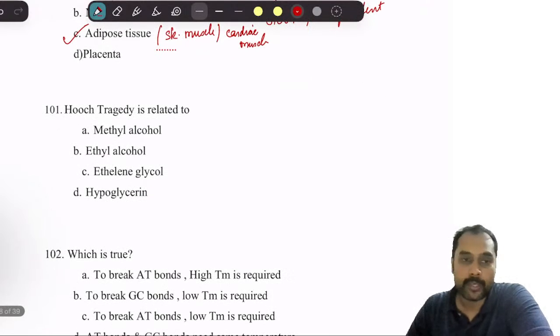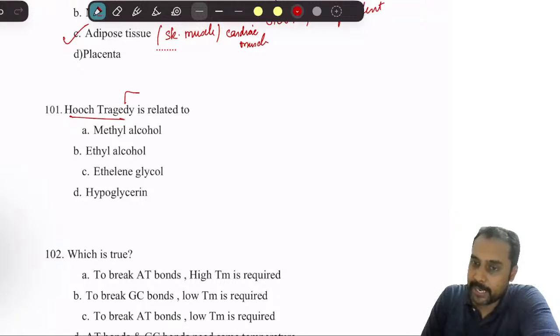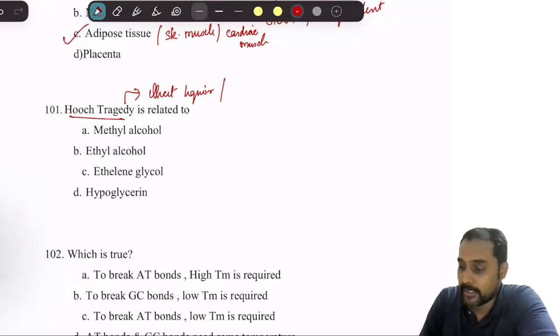Hooch tragedy. Hooch tragedy is a tragedy which is happening because of illicit liquor. Probably this is a community medicine question, or this is a forensic medicine question.